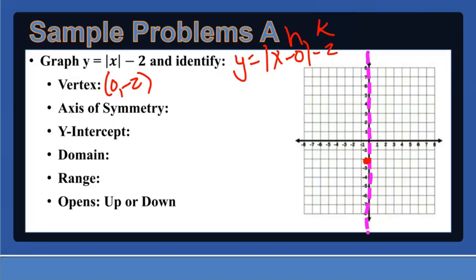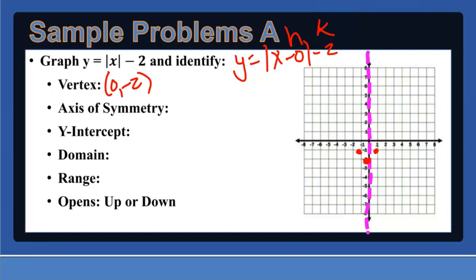1 minus 2 is -1. So I have a point at (1, -1), which would be right here. And because I have a line of symmetry, I can mirror that point. Since it's one step to the right of the axis of symmetry, I go one step to the left of the axis of symmetry, and there's my other point.